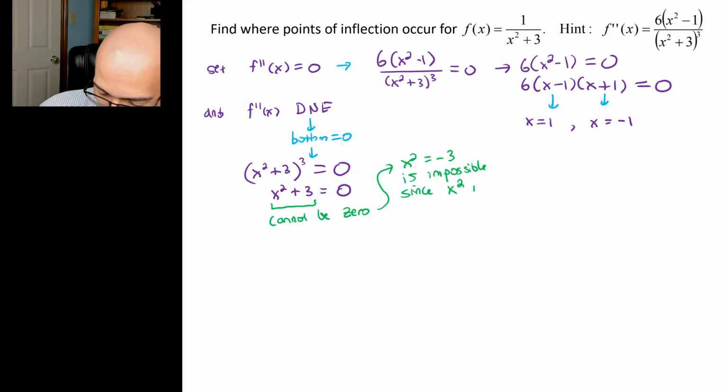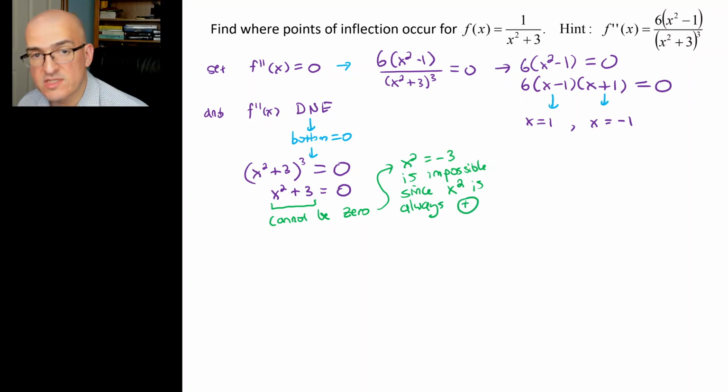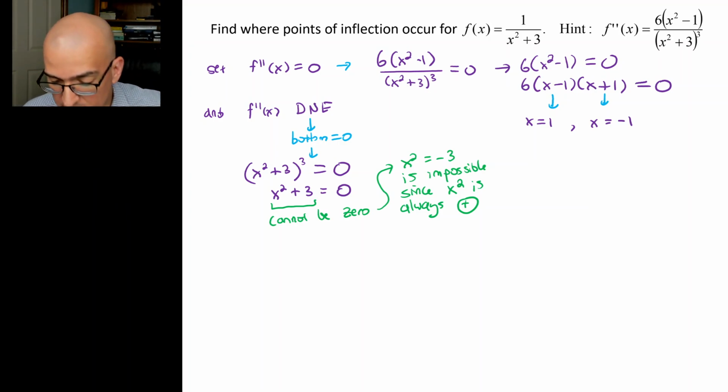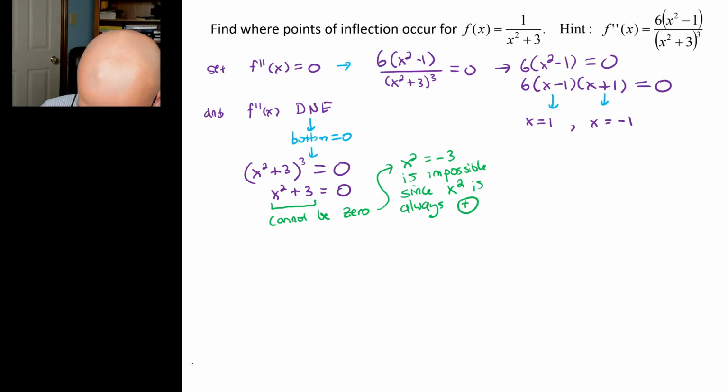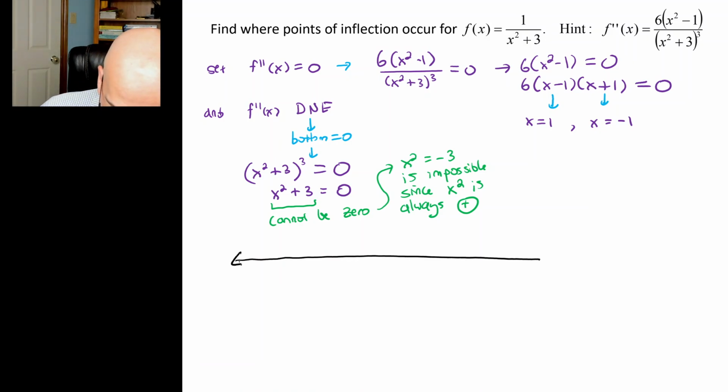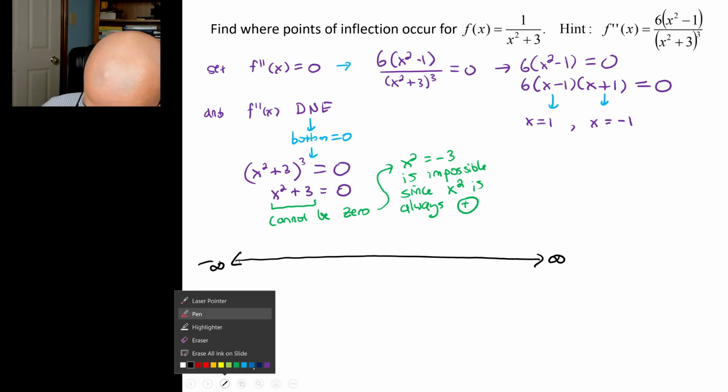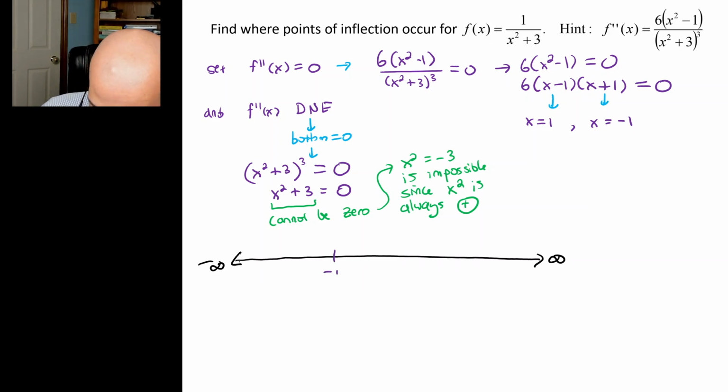Since x squared is always positive, for any real number that we plug into this, x squared will be positive. So we're taking a positive number plus 3 and saying, what positive number plus 3 gives you 0? There is no positive number that does that. Okay, so we only get two numbers to put on a number line, going from minus infinity to infinity, cutting the number line at those two test values, at negative 1, positive 1.